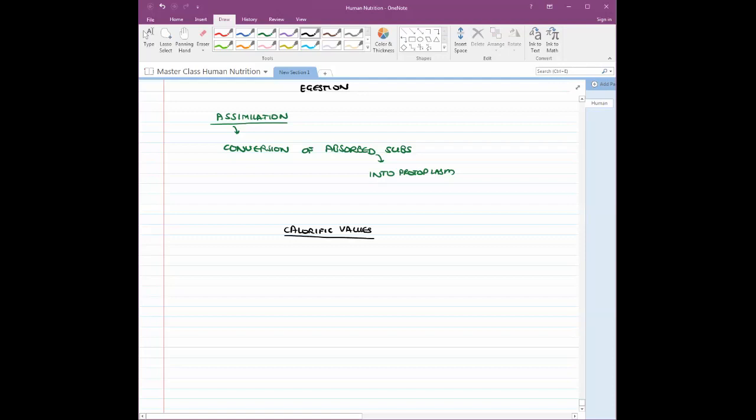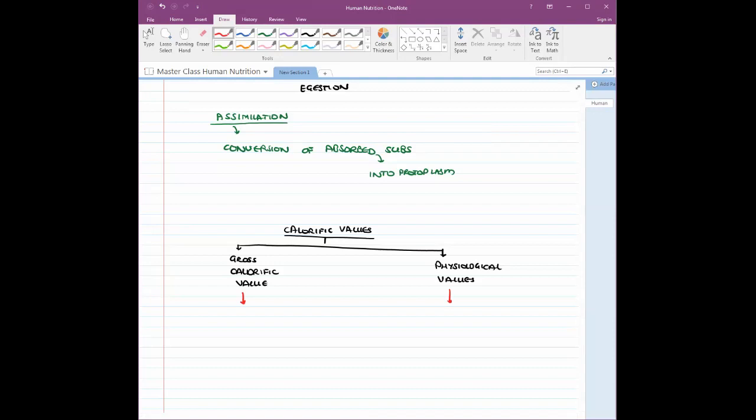When we talk about these calorific values, guys, there are actually two types. One, we have gross calorific value, and the second one, we have physiological values. Gross calorific and physiological values. Now, what are gross calorific values? Always remember, the gross calorific value is the amount of heat liberated under ideal conditions, meaning in proper experimental conditions, not in your day-to-day life.